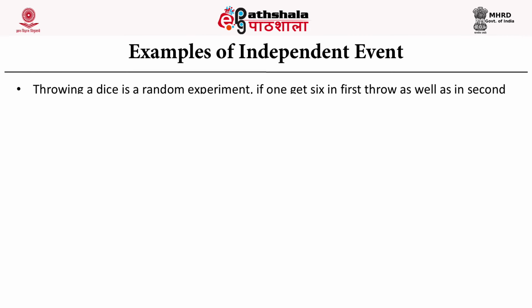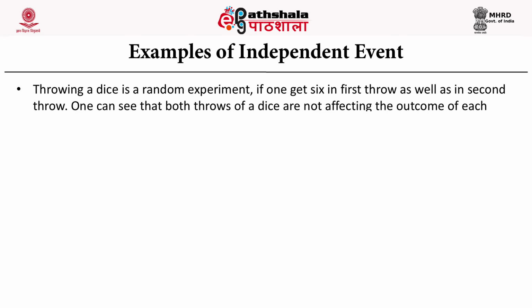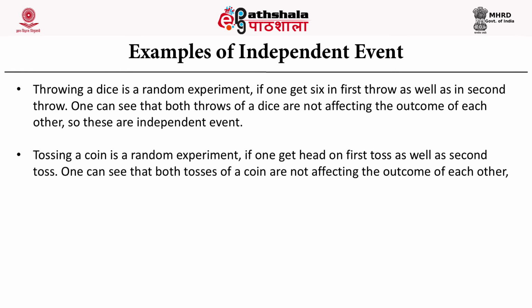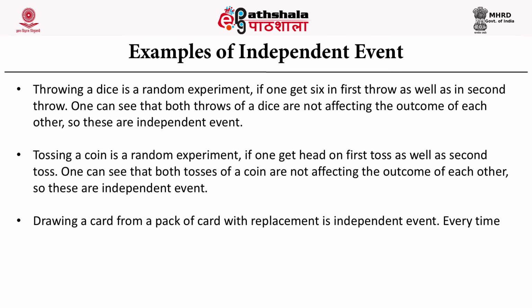Examples of independent events. Throwing a dice is a random experiment. If one gets 6 in the first throw as well as in the second throw, one can see that both throws of a dice do not affect the outcome of each other. So these are independent events. Tossing a coin is a random experiment. If one gets head on the first toss as well as the second toss, one can see that both tosses of a coin do not affect the outcome of each other. Drawing a card from a pack of cards with replacement is an independent event. Every time the total number of cards remains the same.